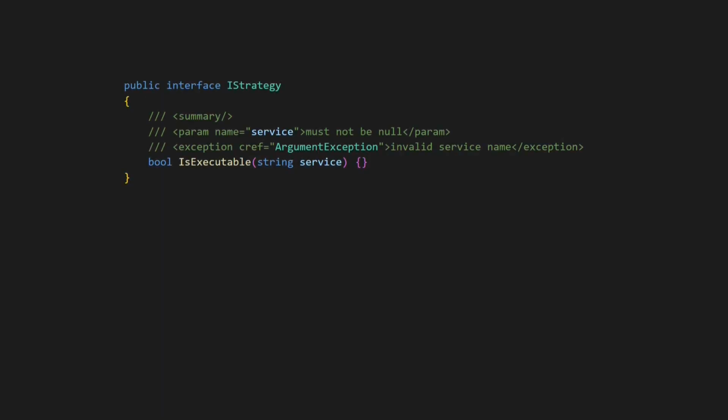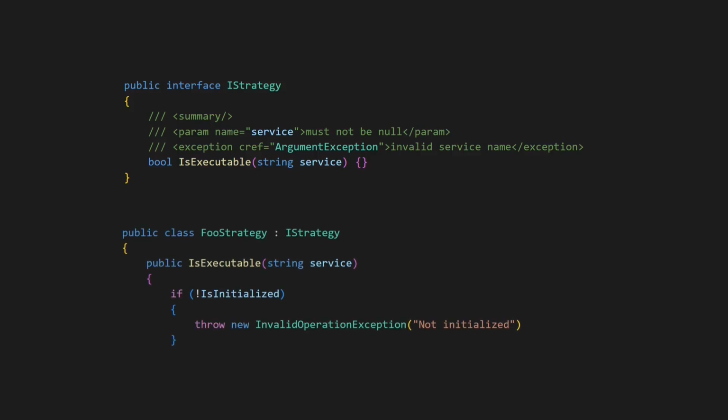In this example, the abstraction defines that an argument exception will be thrown in case of an invalid service name. The implementation, however, throws a different exception, which would only be valid if this exception were a subtype of the exception defined by the abstraction. As this is not the case in this example, FooStrategy violates the Liskov substitution principle.